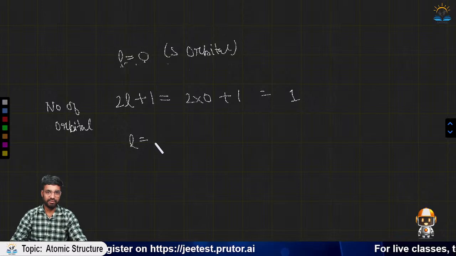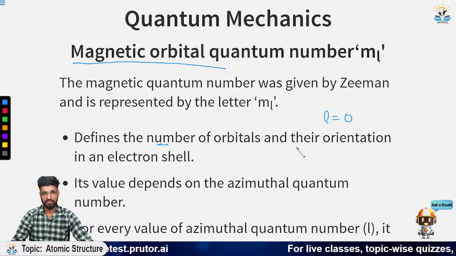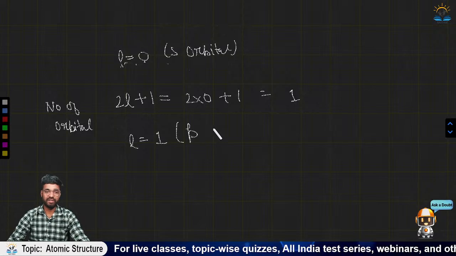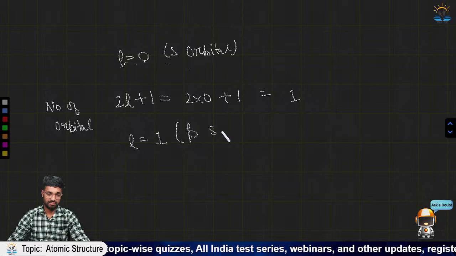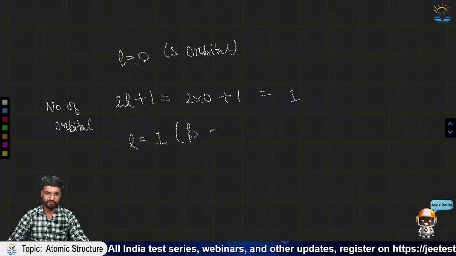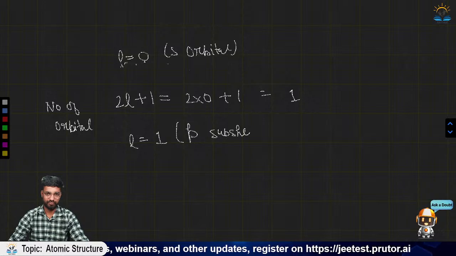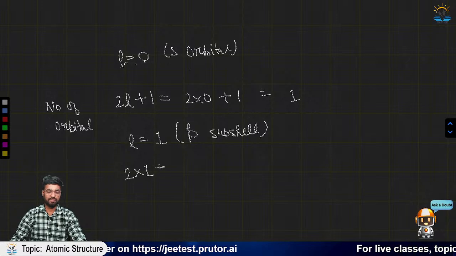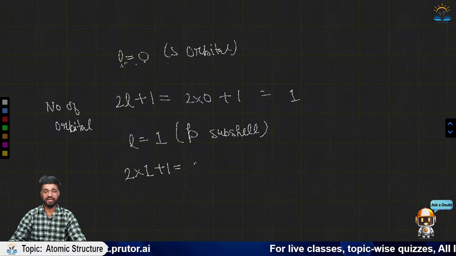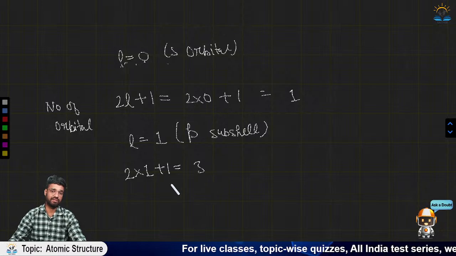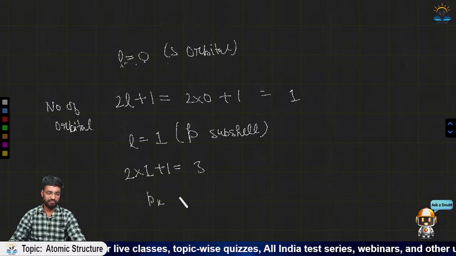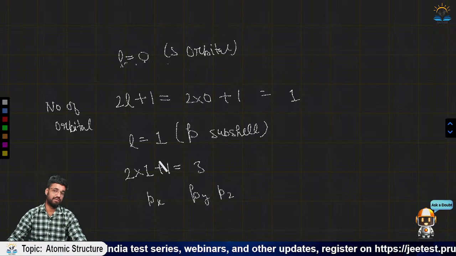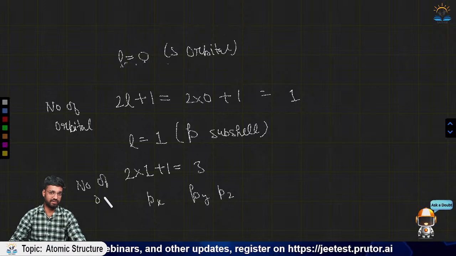If you take another, L equals 1, then what does L equals 1 represent? It represents the P subshell. If you put the value of L here, then it will be 2 into 1 plus 1, that is 3. So we will have 3 orbitals, which are Px, Py and Pz. So that is the number of orbitals.